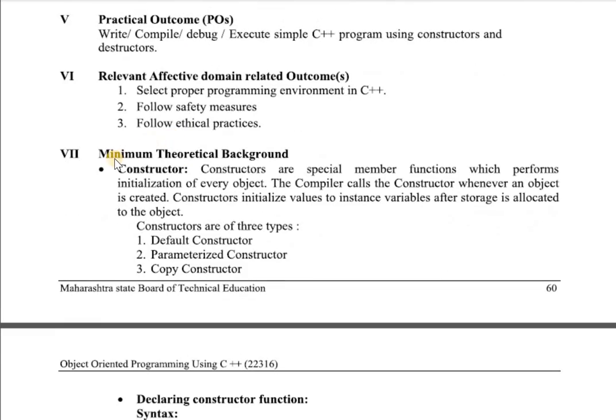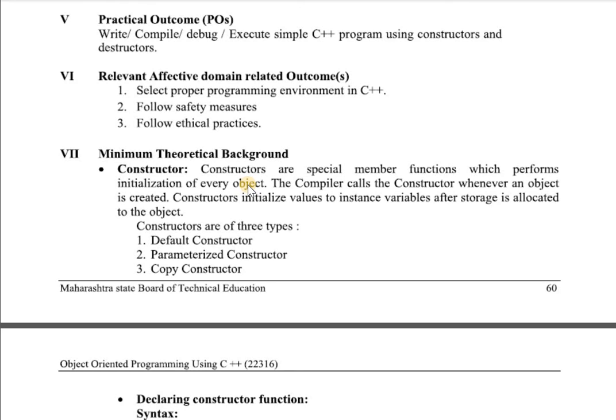Next, see in the theory section, minimum theoretical background. Here, the basics of constructor and destructor are given. See, the constructors are special functions which perform initialization of every object. Constructors are nothing but a special member function. Why is it special? Because the constructors have the same name as the class name and perform initialization of every object.